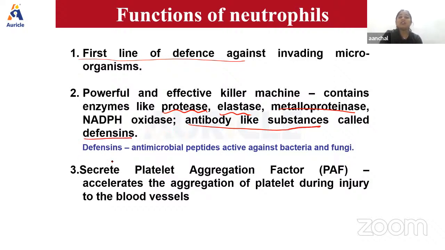Now, what are defensins? Defensin is a type of protein. These are antimicrobial peptides active against any type of foreign pathogen, like bacteria and fungi. Then neutrophils also secrete platelet aggregation factor, PAF, and this is very, very important, and we're going to learn the importance of PAF in the chapter of platelets. Basically, this accelerates the aggregation of platelets during injury to the blood vessels.